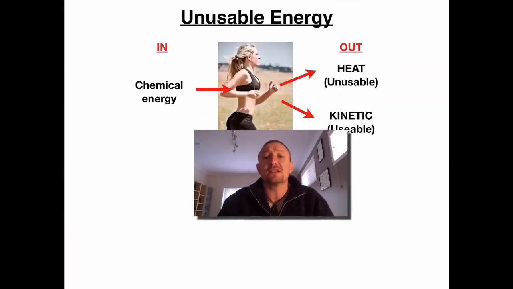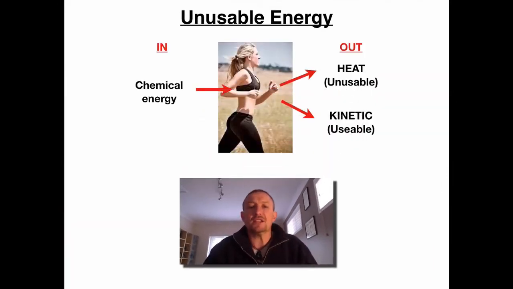So let's look at an example. Let's look at this girl here. She's going for a run. Now, when she goes for a run, she is using chemical energy. So chemical energy is what she's put inside her body in the form of food. She'll have her carbohydrates, her fats, and her proteins. She puts it into her body, and then she uses her muscles, and really the main thing she wants out of it is kinetic energy.